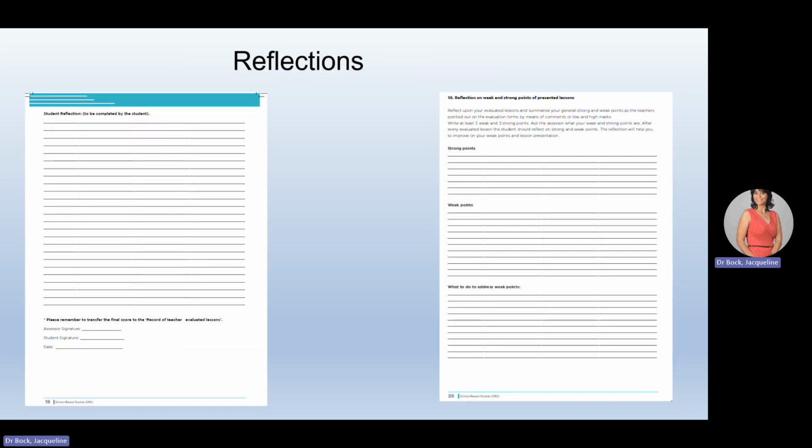Then reflection also needs to be done. You reflect after you've presented the lesson. Please do complete this section as well. The strengths and the weaknesses first, the reflection of what was your experience, what was it like doing the lesson, what went good, what went not so good, and then also the strengths and the weaknesses and how you are going to improve on your weaknesses, and also the signatures, very important.